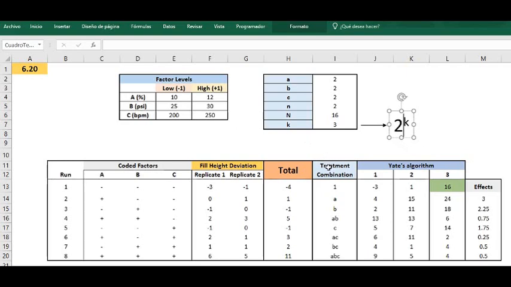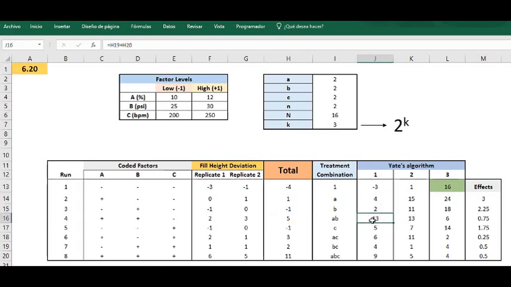This treatment combination can be obtained from our coded factors from our table of signs. Because we have replicates, we can do the Yates algorithm. So in this first number, what I did was the sum of these two numbers. From this, I do exactly the same. In the next one, exactly the same.